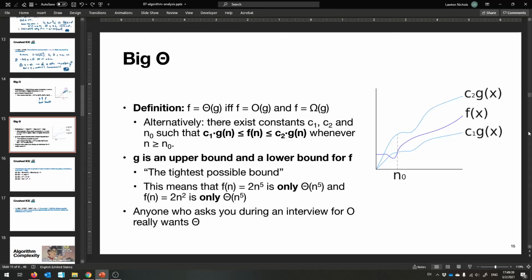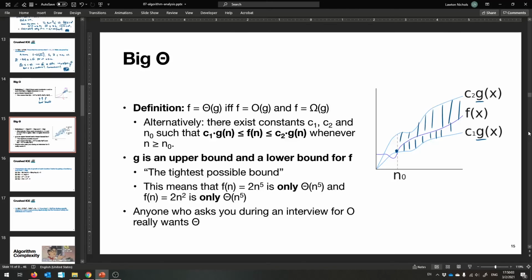So for example, here's our n naught, and from then on out, c1 times g is smaller, it's a lower bound, and c2 times g is bigger, it's an upper bound. So g itself is doing all the hard work, it is bounding f of x, and this looks like DNA now, which is cool. That's really it.